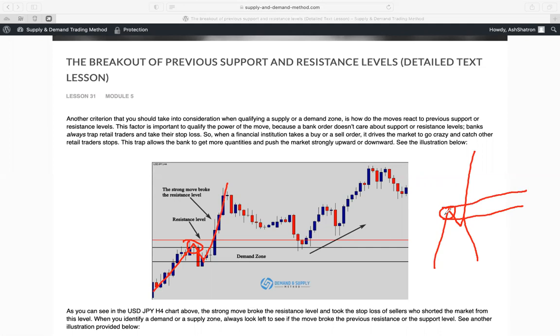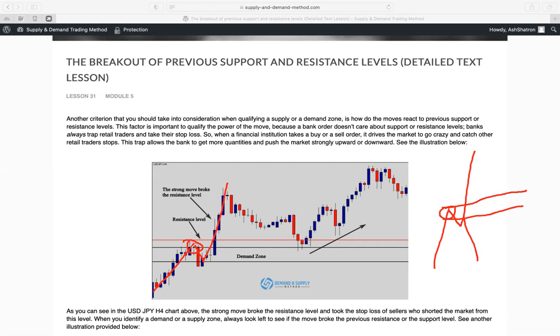Once your resistance gets broken, your resistance becomes your what? Your support. It flips to become your support. And then once support gets broken, support becomes your what? Resistance. It's the same thing. Demand turns to supply when it gets broken.